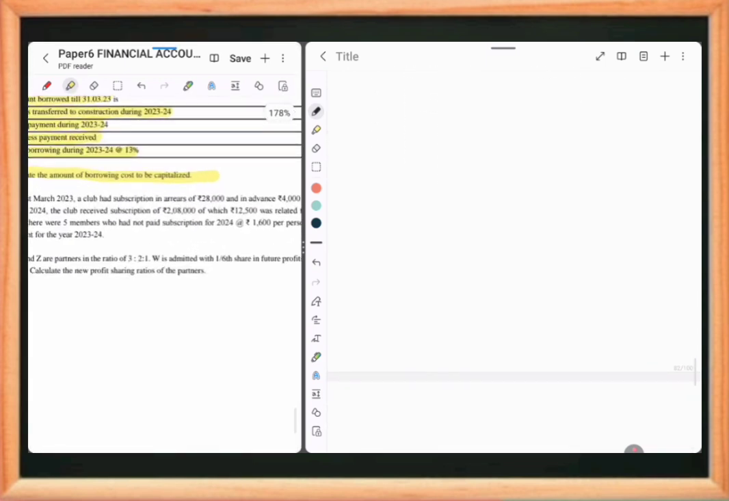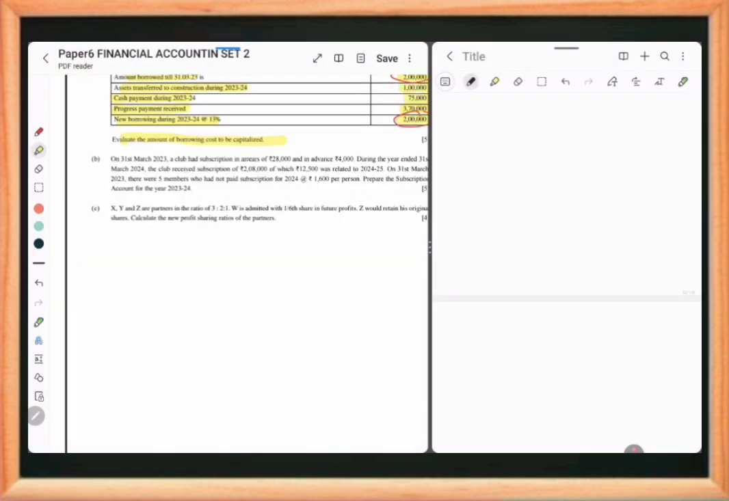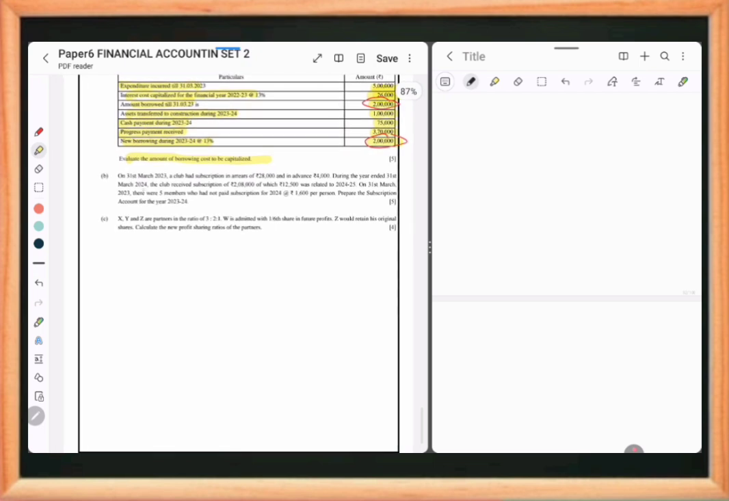And then next, this is a small question, we will finish it shortly. On 31st March, the club had subscription in arrears of 28,000 and in advance rupees 4,000. During the year ended 31st March 2024, the club received subscription of rupees 2,08,000 and then 12,500. You have to prepare the subscription account. I had already explained in the previous class how to prepare a subscription account.